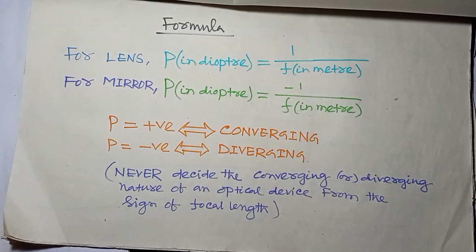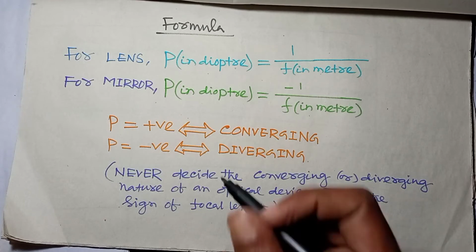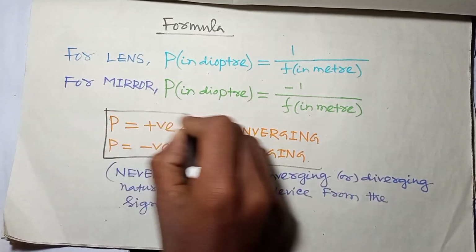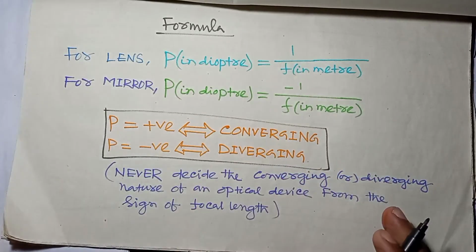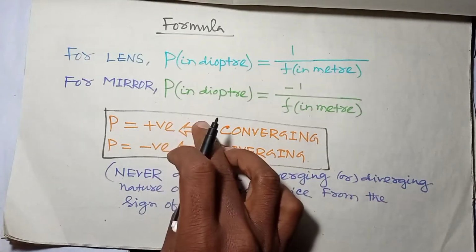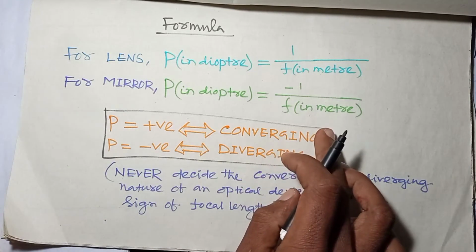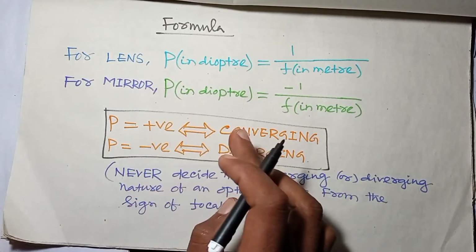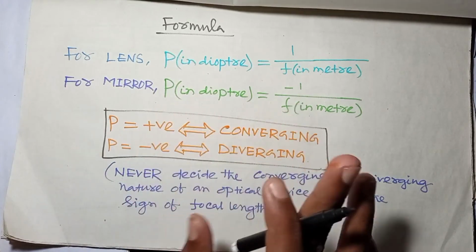This is a very important thing we have to keep in our mind. This is bidirectional. That means if the device is converging in nature, then its power will be positive, and positive power means converging in nature.